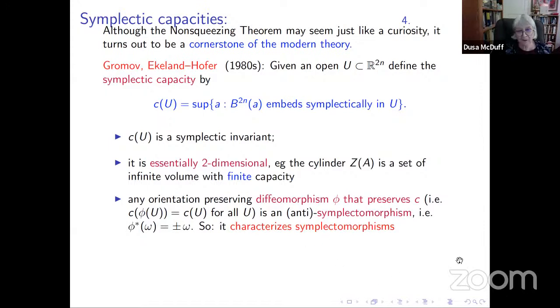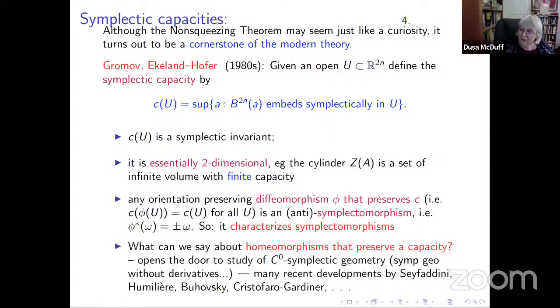But conversely, if you have an orientation-preserving diffeomorphism that preserves the capacity of all open sets, then it preserves the symplectic form up to sign. So this property of this symplectic measurement actually characterizes symplectomorphisms. And that sort of opened a lot of doors, because then you can say, okay, let's look at a homeomorphism that preserves this capacity, for example. What can you say about it?